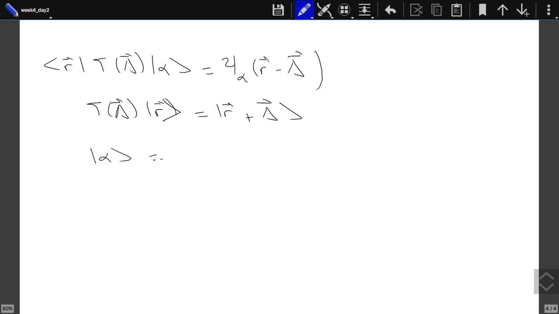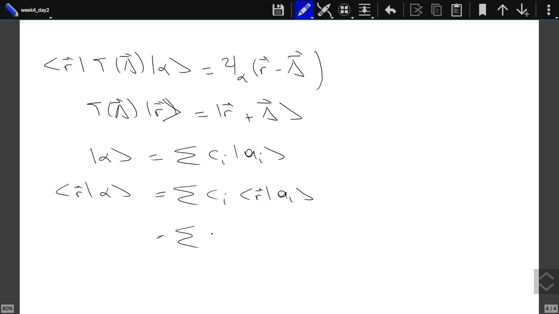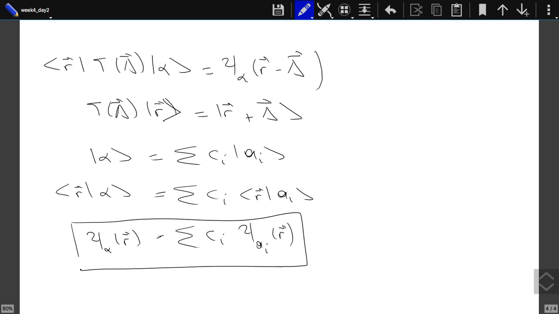Let's say we have this alpha. We know that we can expand them in terms of some complete kets. Let's call them a_i. They are the eigenkets of some observable. Well, I can write the wave function of this state alpha in this form: c_i psi of a_i of r, psi alpha of r. So this observable can be the energy. So I can write my wave function in terms of a sum over wave functions of the energy.